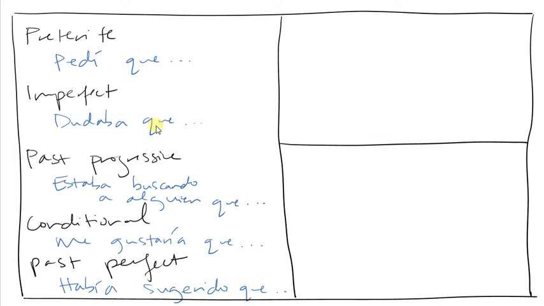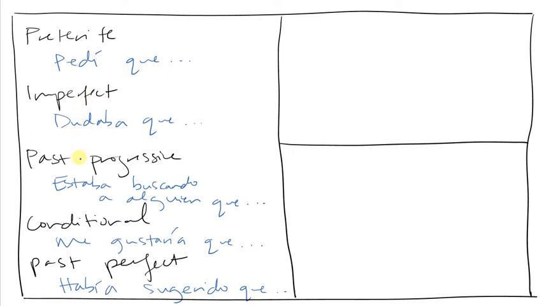Again, all of these are assuming that we have a trigger. But if we use the preterite, so pedí que, I asked that, this is going to be will. The imperfect, dudaba que, I doubted that. That is doubt, obviously. Past progressive, estaba buscando a alguien que, I was looking for someone who. This is indefinite. And then it's -ing, past progressive. The conditional, me gustaría que, I would like that. That's going to be emotion. And then había sugerido que is the past perfect. So the perfect is haber, the past perfect is había. Había sugerido que, I had suggested that. That's going to be will. So all of these are triggers.